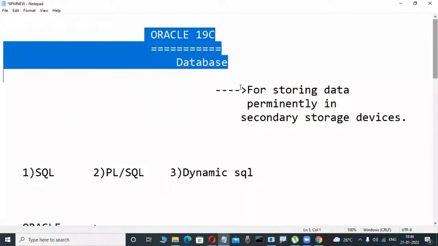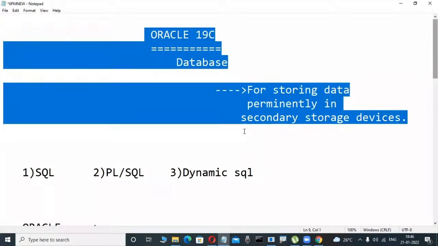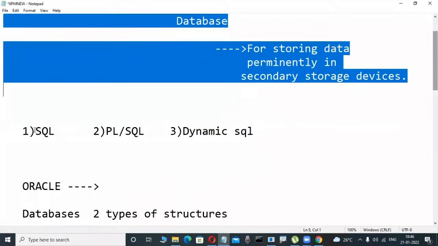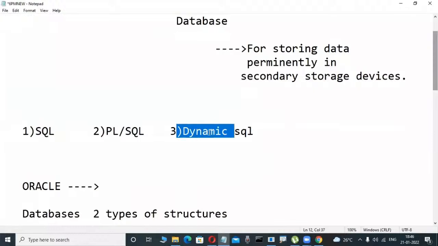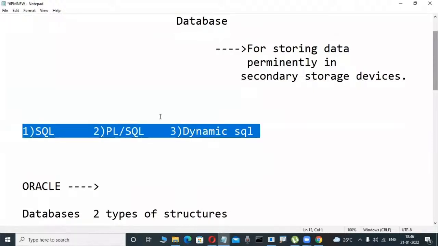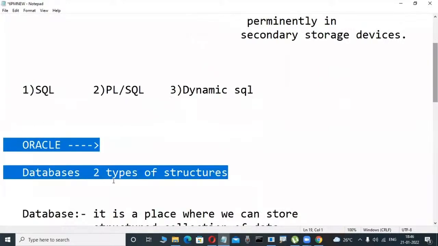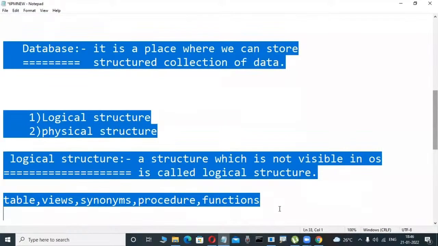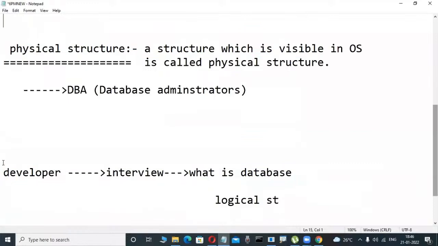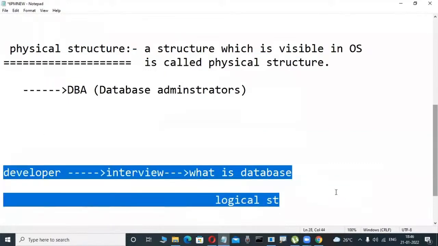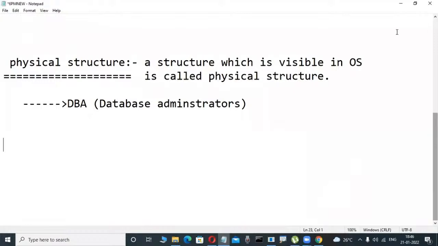If you want to operate this Oracle software, we use SQL, PLSQL, and dynamic SQL languages. Anywhere you learn an Oracle course, these three things are taught. That is a very small thing I'm telling. Okay, fine.